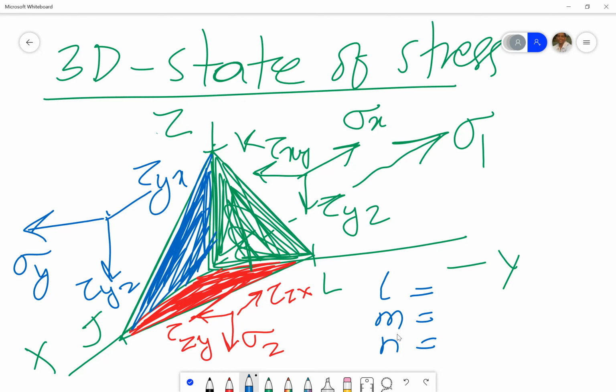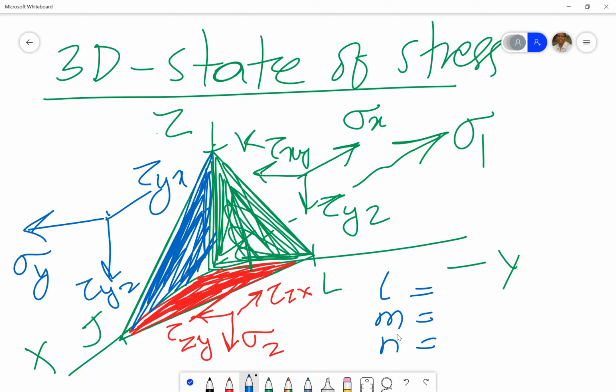Since the free body must be in equilibrium, the forces acting on each face must be balanced. So as in the last case, we are balancing the forces. We balance the different components of the stress on the plane.